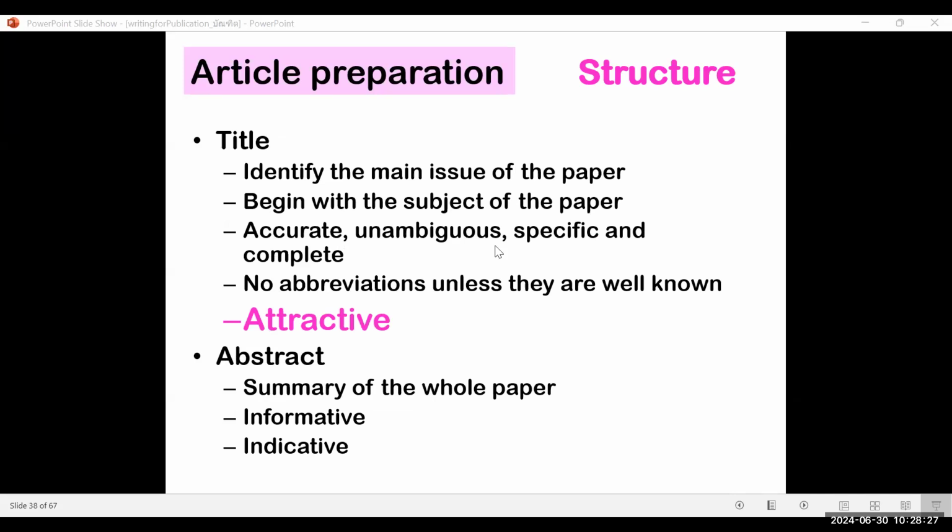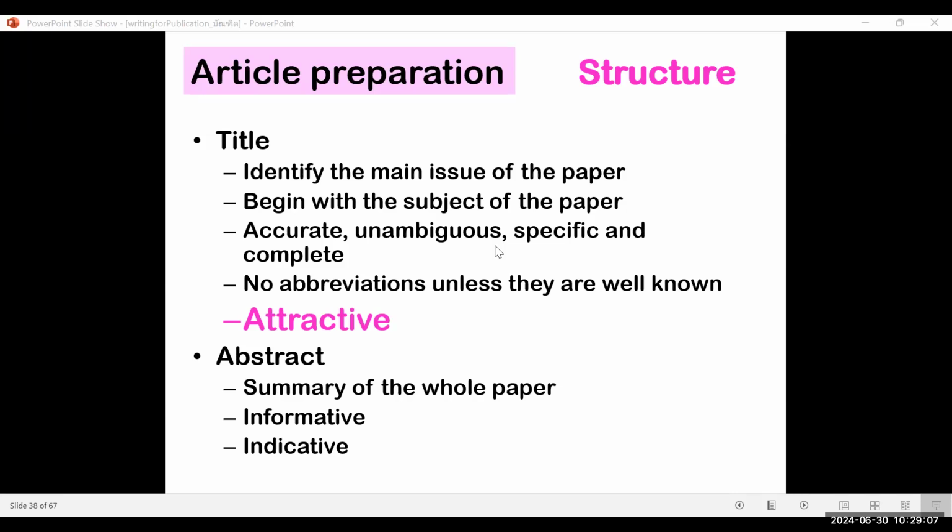In terms of a title, of course, you have been guided during the time that you do the research work. You have already designed and refined your titles. But please keep in mind again, you need to make your title attractive. Attractive enough, and your title can identify the main issue of your articles or your papers.